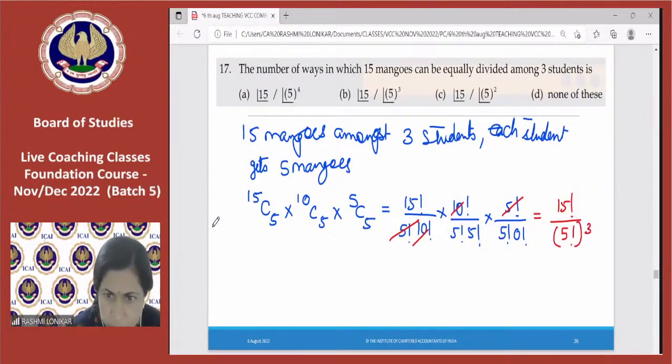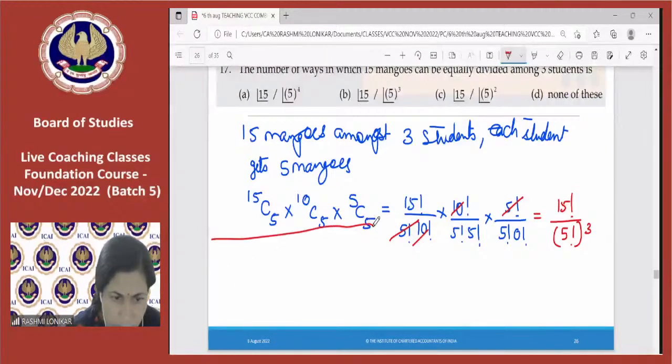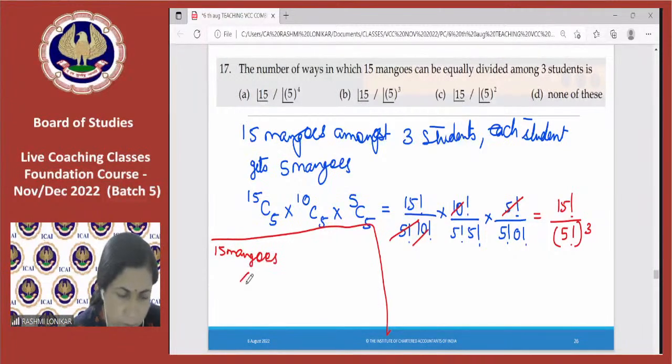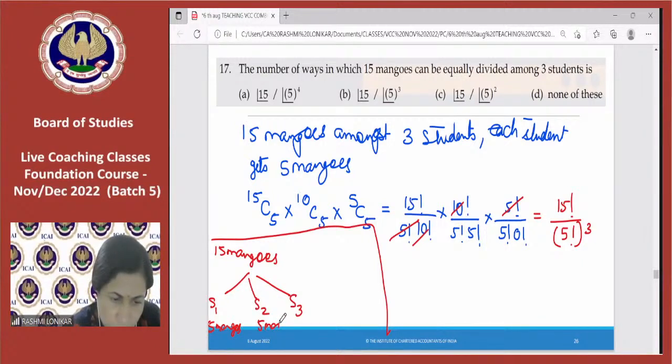Let me just write it. I had 15 mangoes. Student 1, student 2, student 3. I took the 15 mangoes, gave 5 mangoes here. How many remained? 10 mangoes. Out of these 10 mangoes, I gave 5 to S2. And remaining 5, I gave to S3. This is the way I have to distribute.